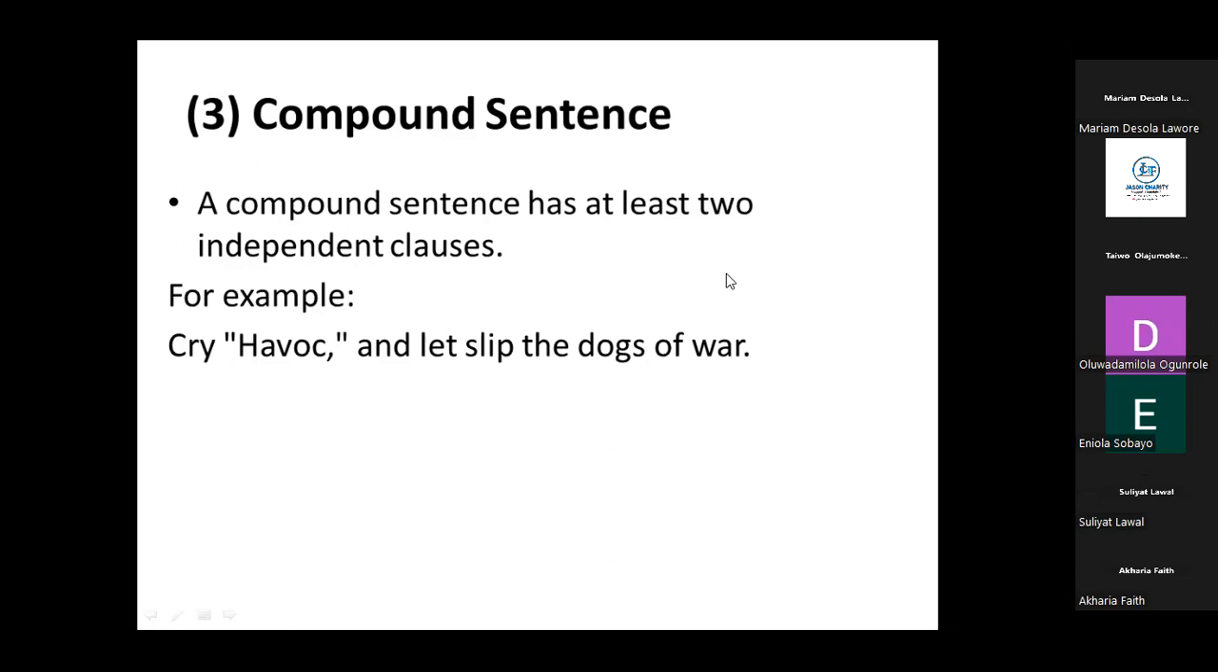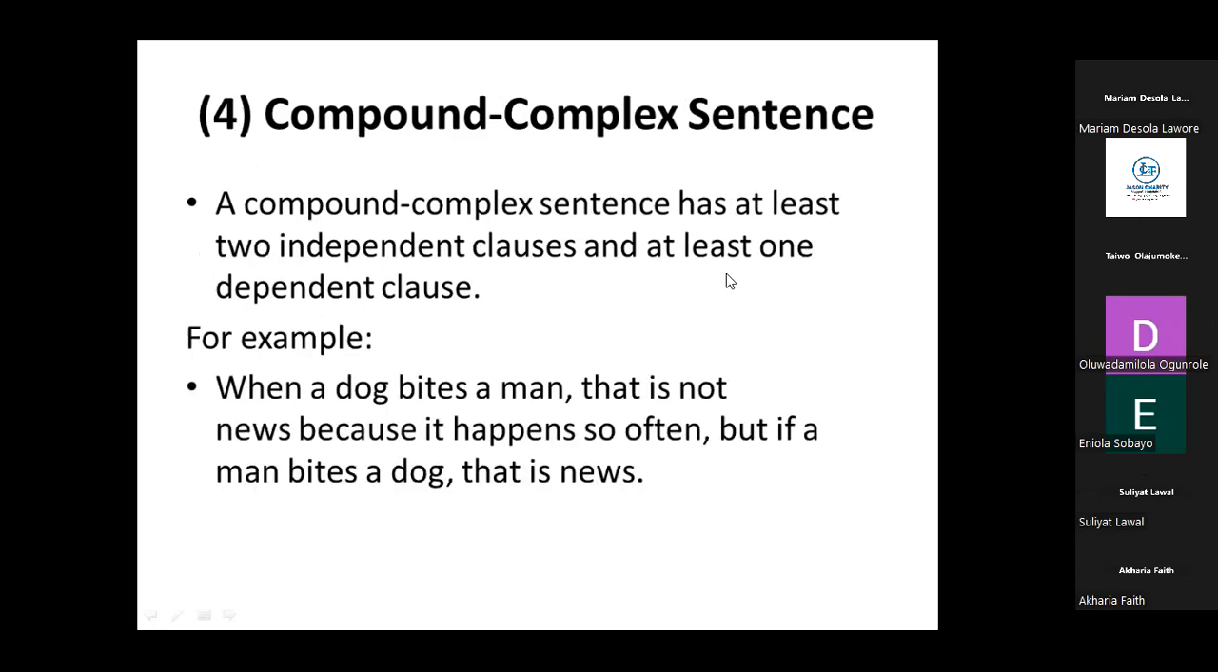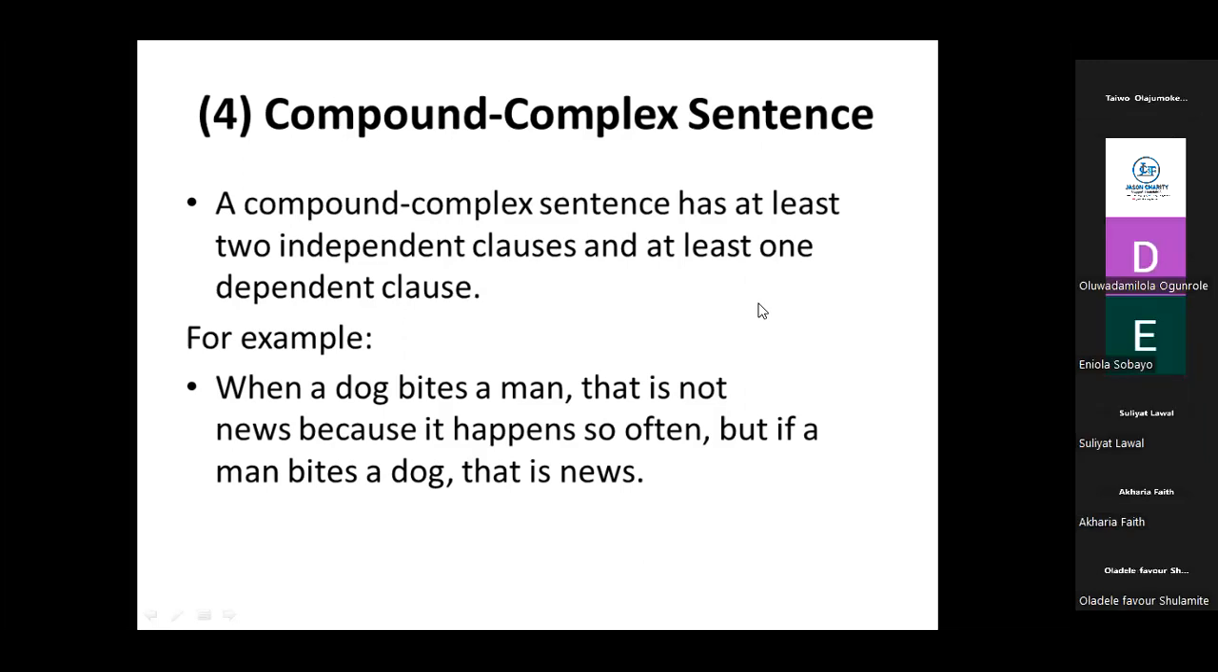Now, lastly, this is a compound complex sentence. It is very simple. All you need to do is bring together your understanding of a complex sentence and your understanding of a compound sentence, and then you're fine. So what we are trying to say invariably is this. For you to have a compound complex sentence, you need at least two main clauses and at least one subordinate clause. Remember, the way to form a complex sentence is that you have one main clause and at least one subordinate clause.